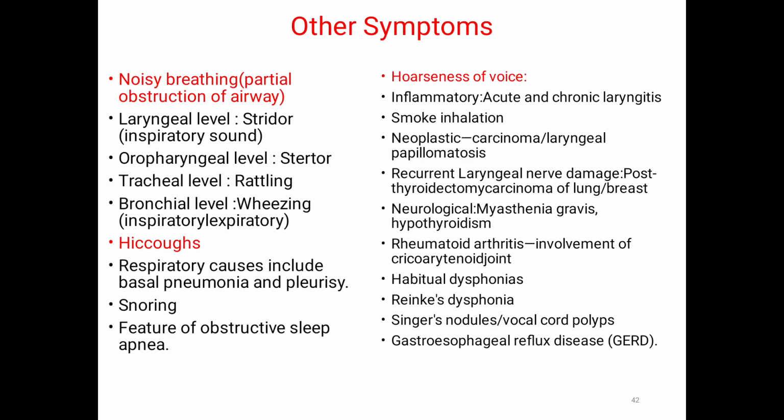When it is seen at the laryngeal level, it is called stridor. We get an inspiratory sound. Oropharyngeal level, that is stutter. Tracheal level, it is rattling. Bronchial level, it is wheezing. These are the other symptoms which are related to the respiratory system examination. They are not linked with the chest pain. Because I am concluding the symptomatology in this video, that's why I have discussed them here.